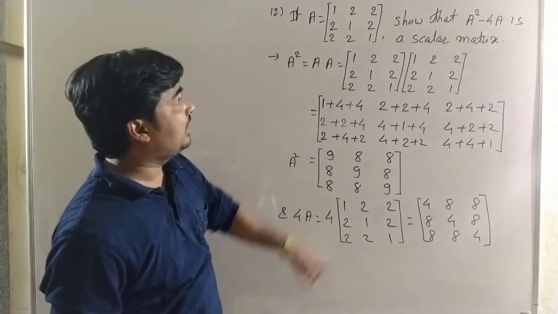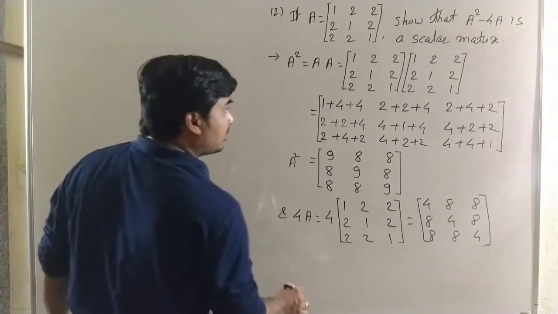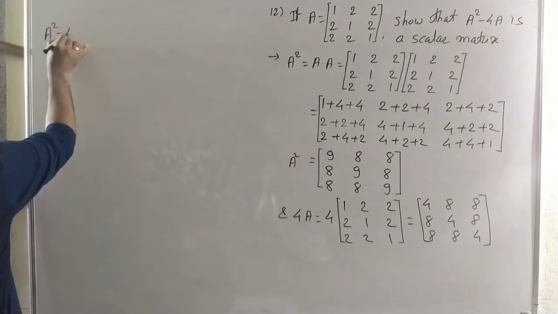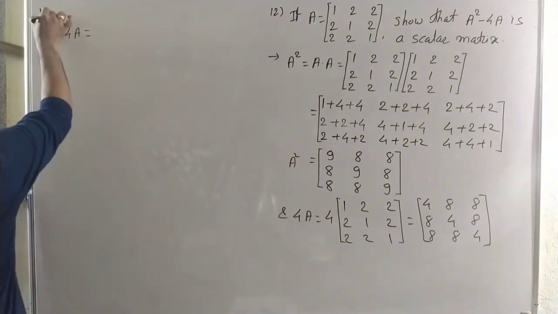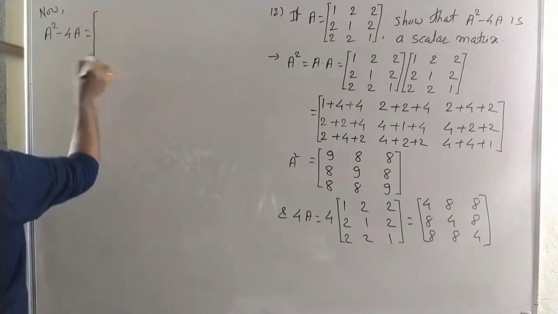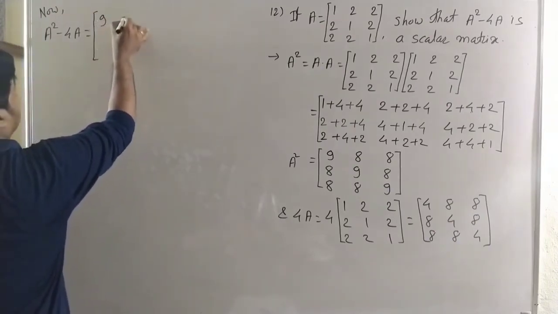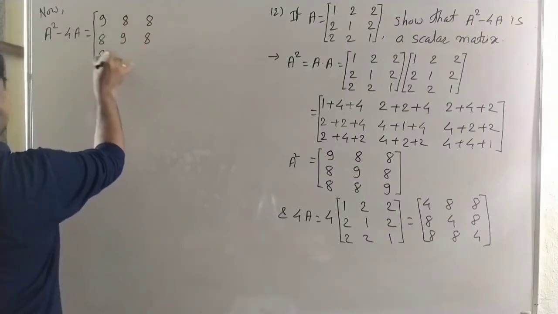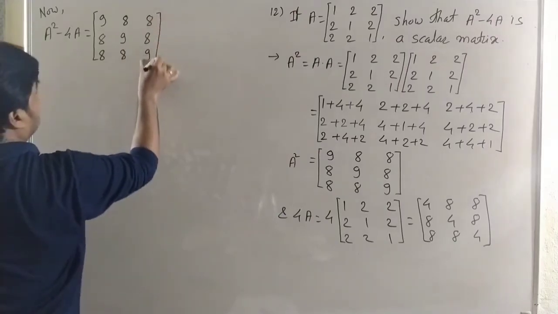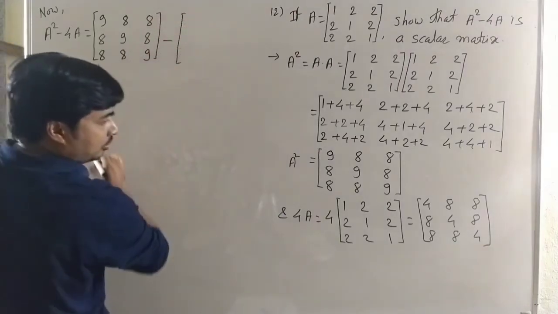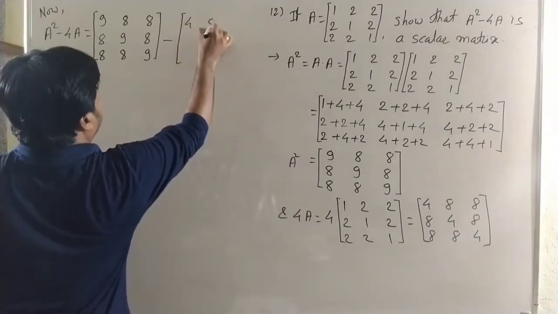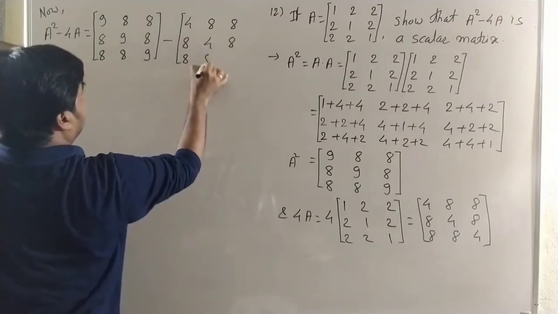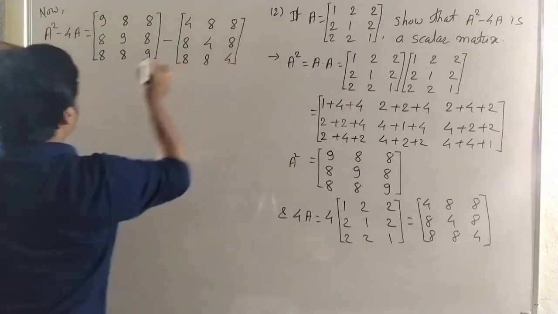And now last we want to find A square minus 4A. We can write it here: A square is 9 8 8, 8 9 8, 8 8 9, minus 4A, which is 4 8 8, 8 4 8, 8 8 4. And now we take the subtraction.